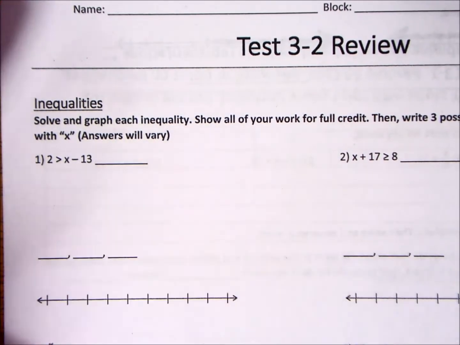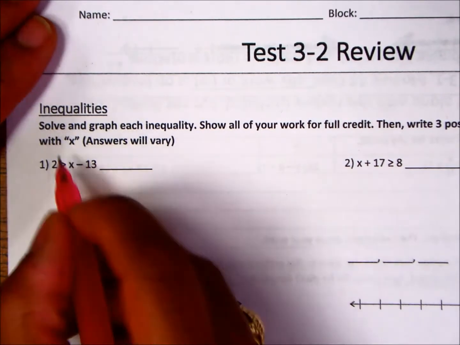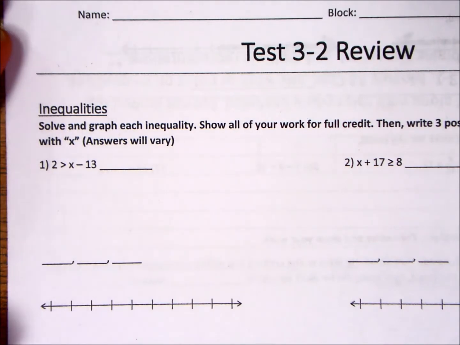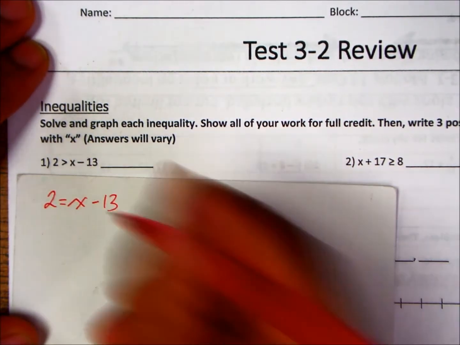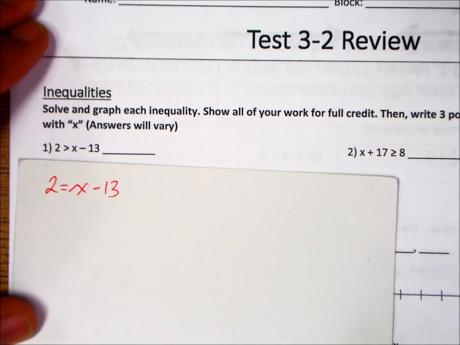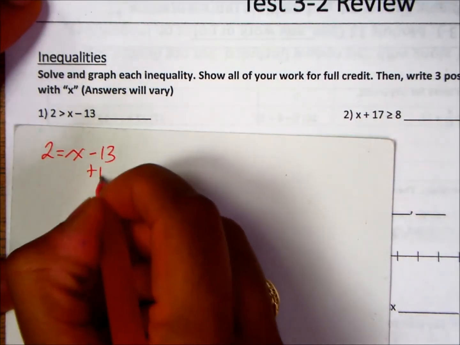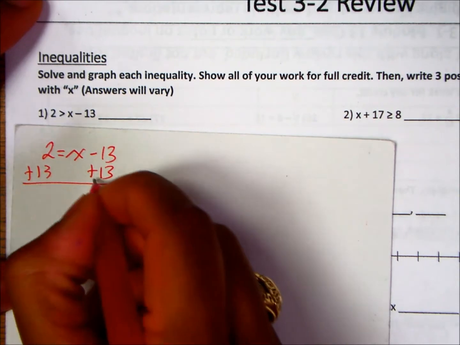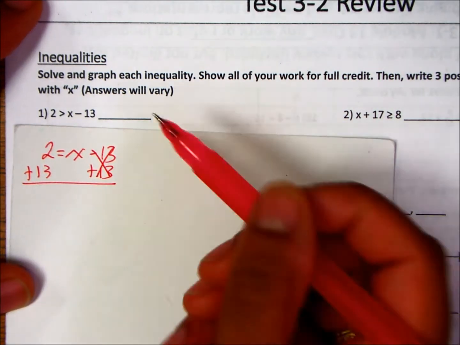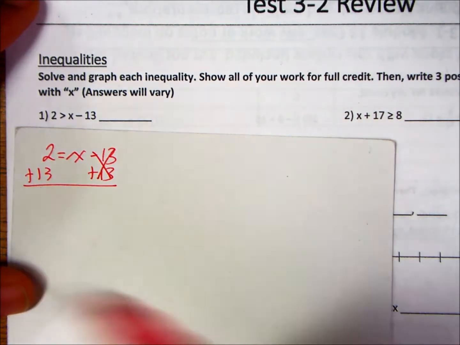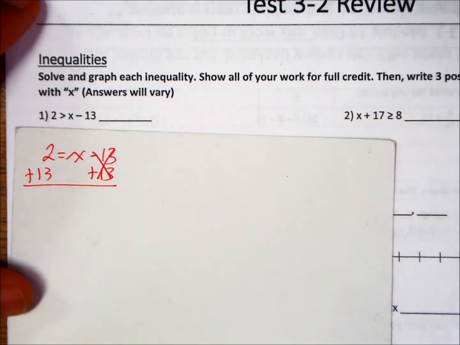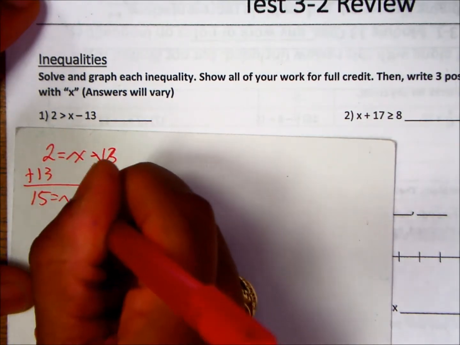So remember, the very first thing you need to remember is you need to treat it like it's an equation. For example, if I had 2 is equal to x minus 13, I would do the inverse operation. I would add 13 to each side. Subtracting and then adding it back cancels out. That's like saying I want to take out $5 from my bank account and then add 5 more. That cancels out. You get 15 is equal to x.